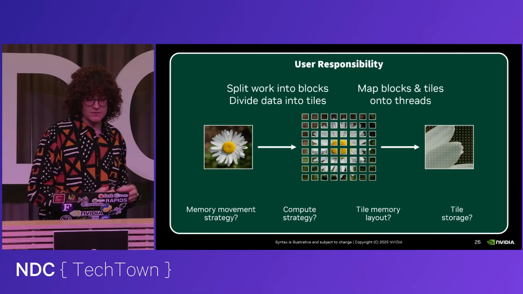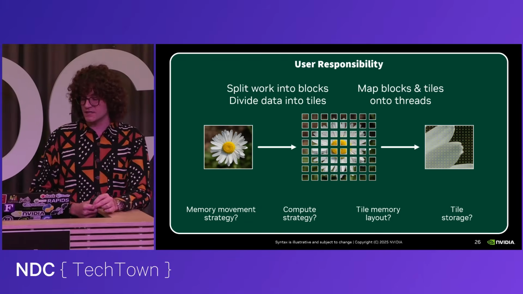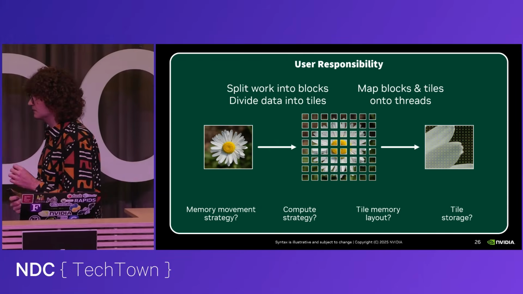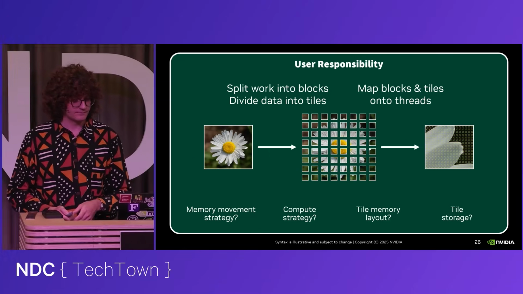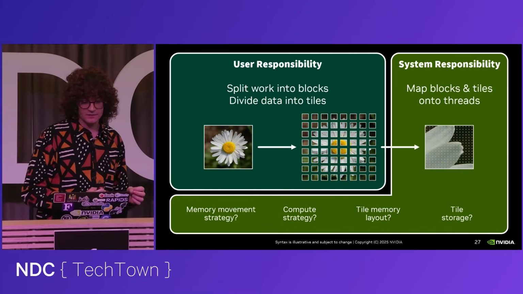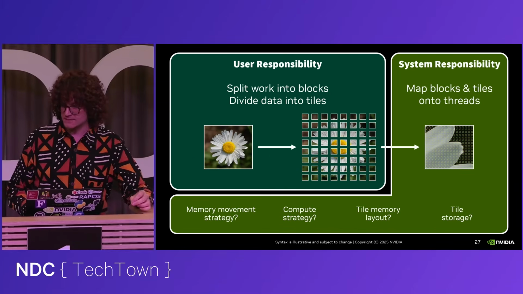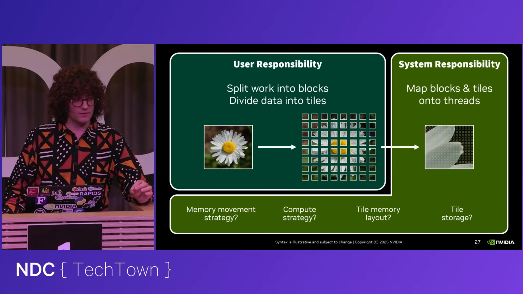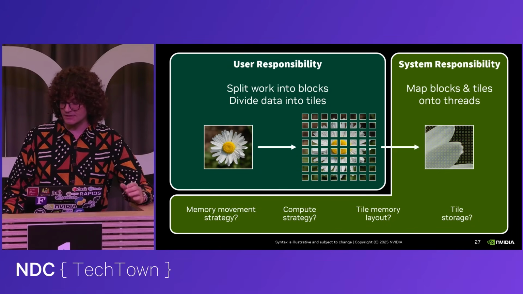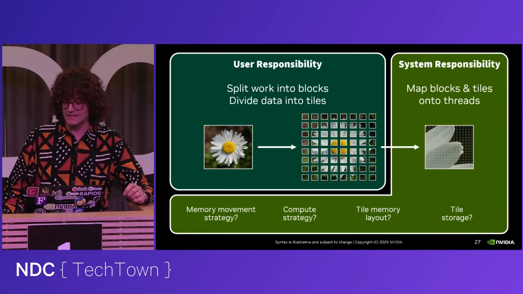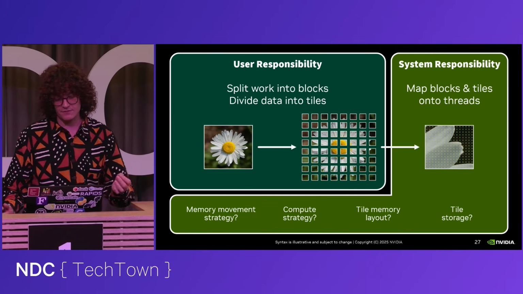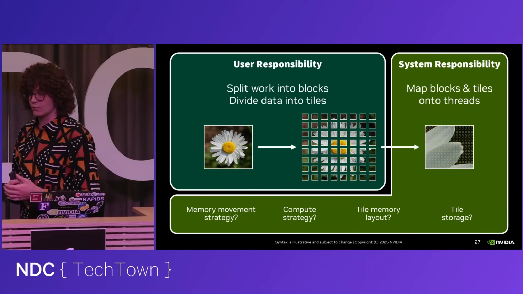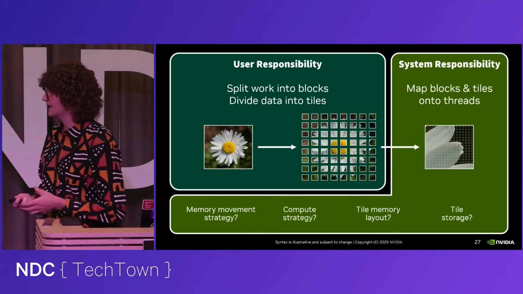In SIMT, the user is responsible for answering all of these questions by picking from the many tools that are available. But in tile, the system makes these decisions, analyzing the program and selecting the best tools for the target NVIDIA architecture. All we have to do explicitly is parallelize by dividing the problem up into blocks and tiles. Within each block, everything is single-threaded, and you just perform array operations on tiles.